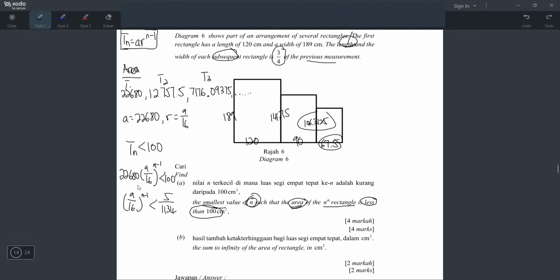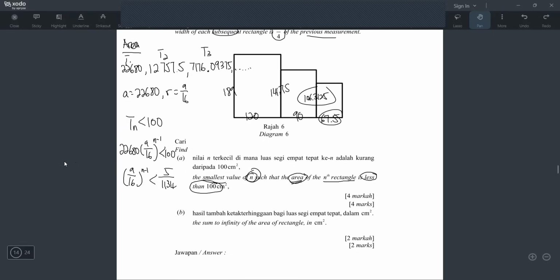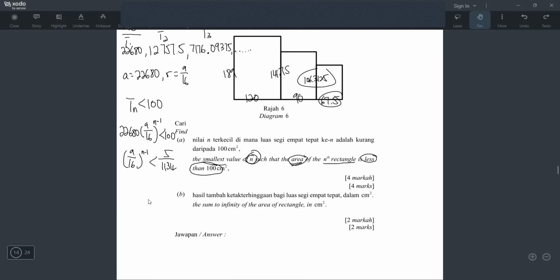But we have to check whether these two numbers, 9/16 and 5/1134, can be changed to the same base or not. If they can change to the same base, you should change to the same base. But if you cannot, you will take log on both sides. And when you take log on both sides, your answer will come out ugly, because it cannot be changed to the same base. Can we change this to this with the same base? The answer is no. You look at the fraction also, you know already. This answer and this answer have decimals, so it's very hard to change to the same base. So what we do now is take log on both sides.